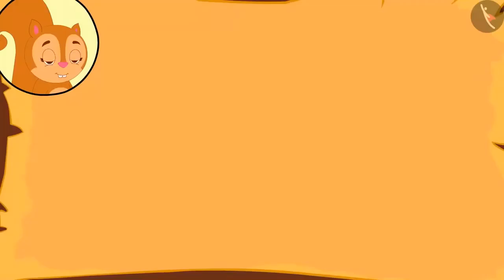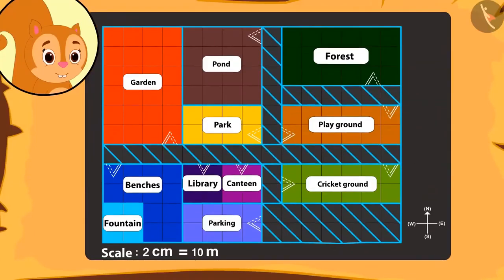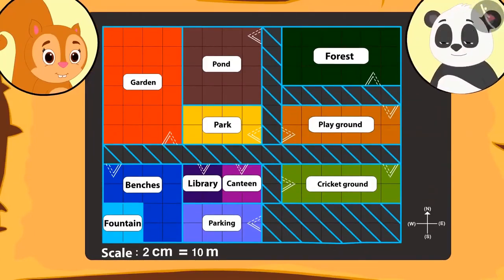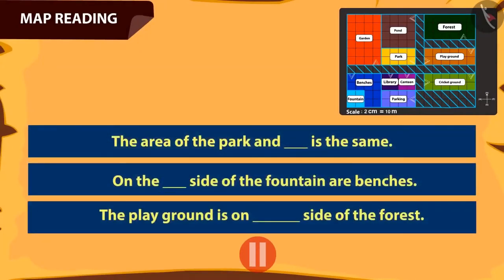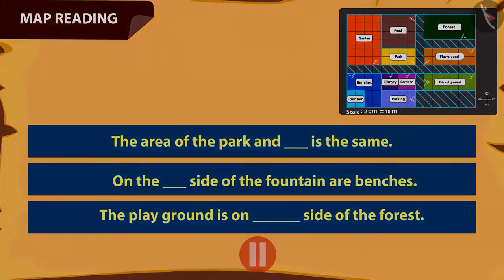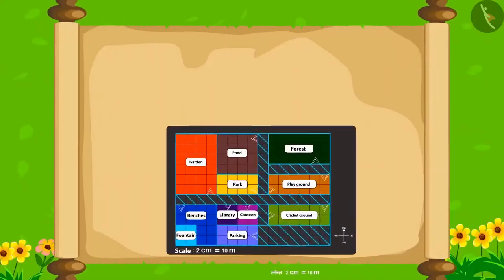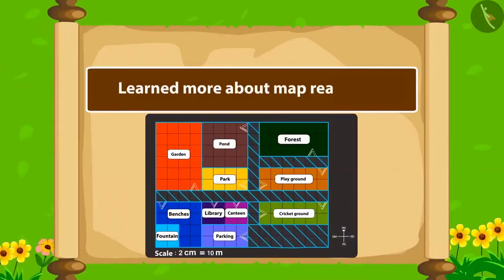Chanda also felt as if she had gone to the trip too. For this, she thanked Golu a lot. Kids, you can pause the video and play the game of question answers with your friends too. Kids, in this video, we learned about reading a map.